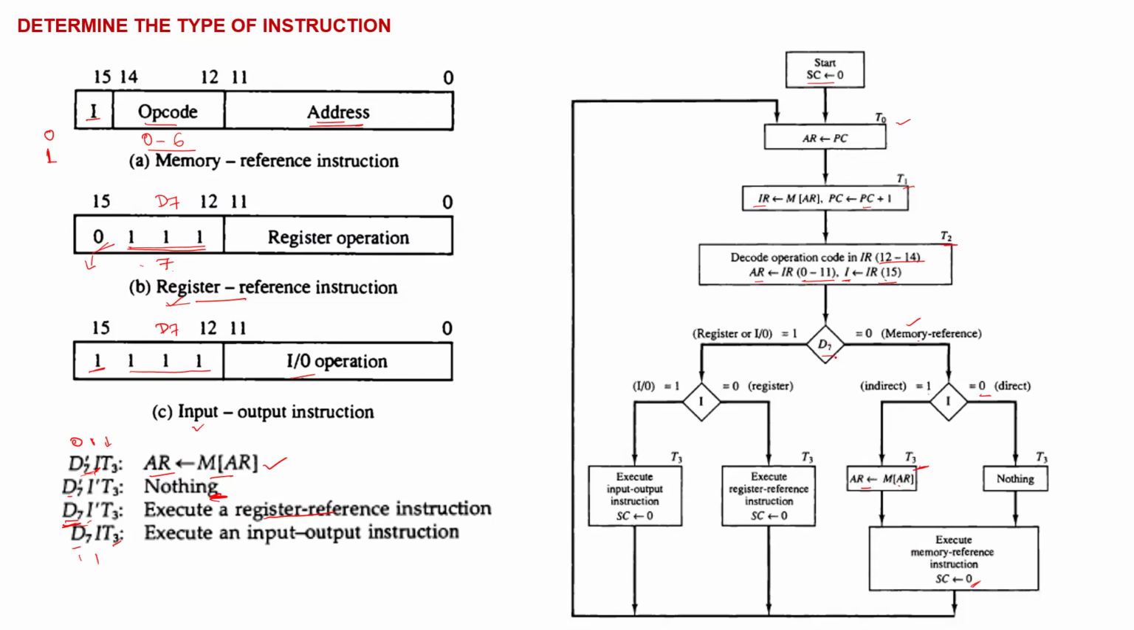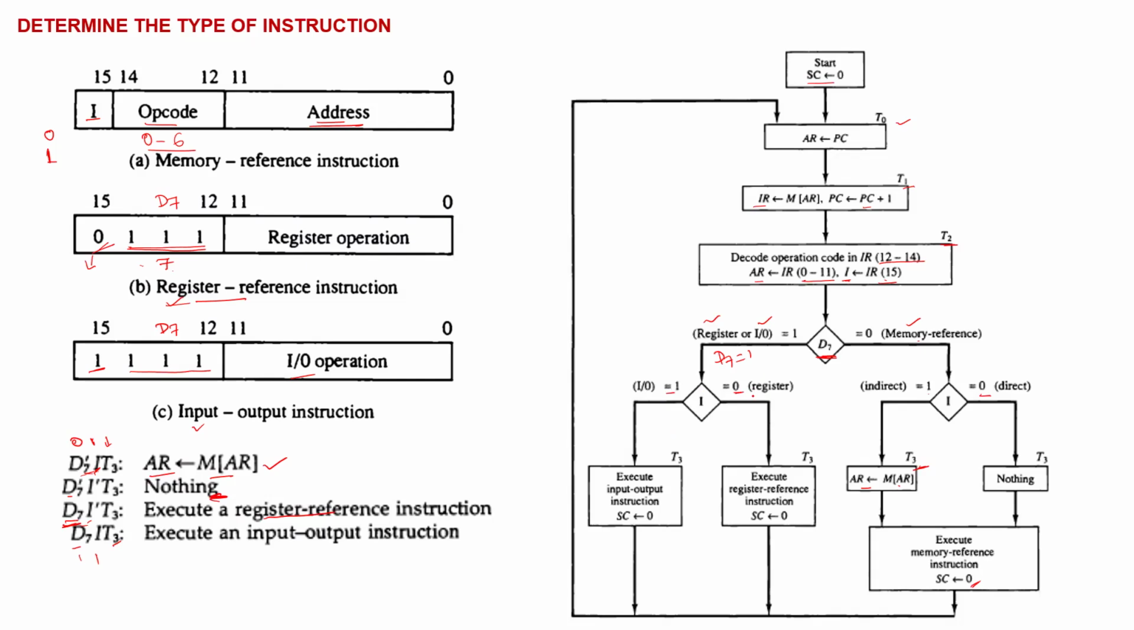Whereas if D7 is not 0, it is 1. So now here there are two possibilities. Either it can be a register reference or an input output reference instruction. So finally, here again we are going to decide. Here we are confirmed that D7 is 1. So now if I is 0, it is the register reference. If I is 1, it is the input output instruction.